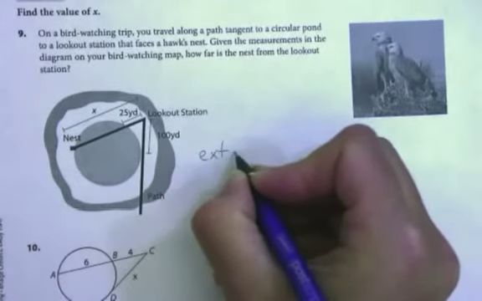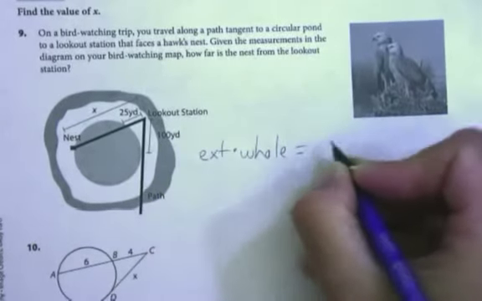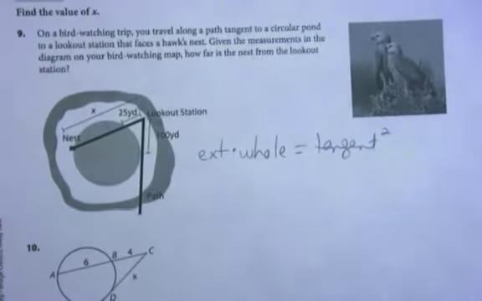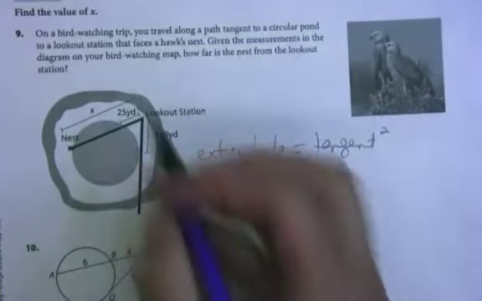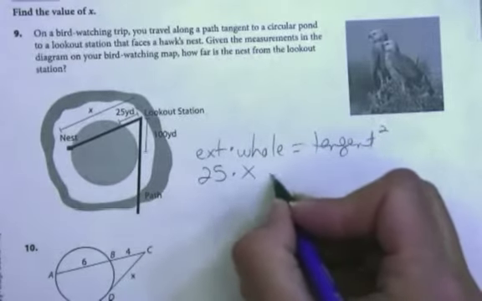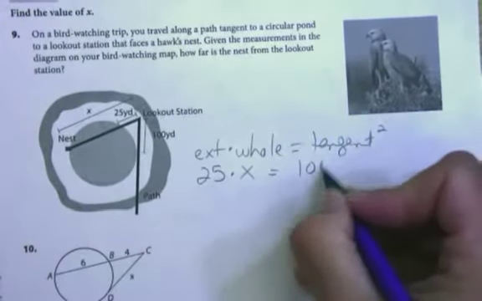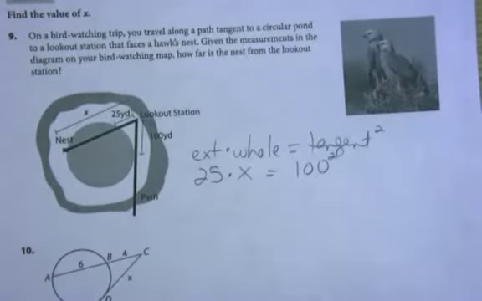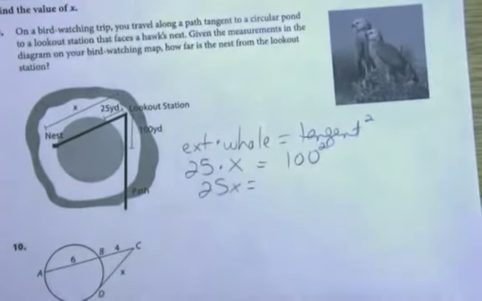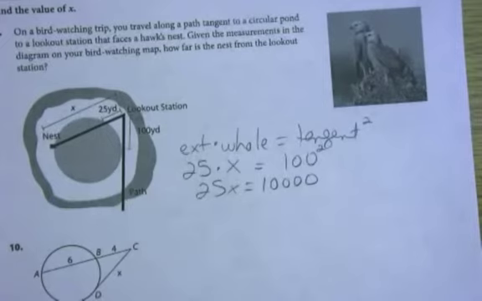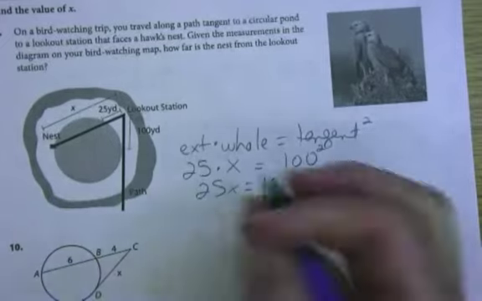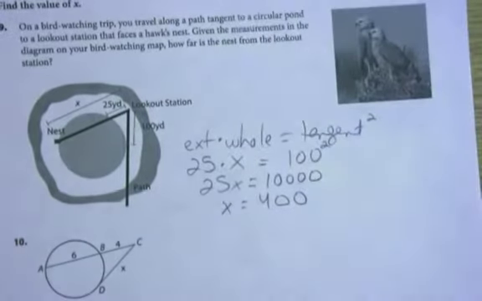That means I'm using external times whole equals tangent squared. The external secant is 25. The whole secant is x. My tangent is 100, which I'm squaring. So we have 25x equal to 10,000. And when I divide 10,000 by 25, x is 400. Pause your video to work through the Your Turn below, number 10.